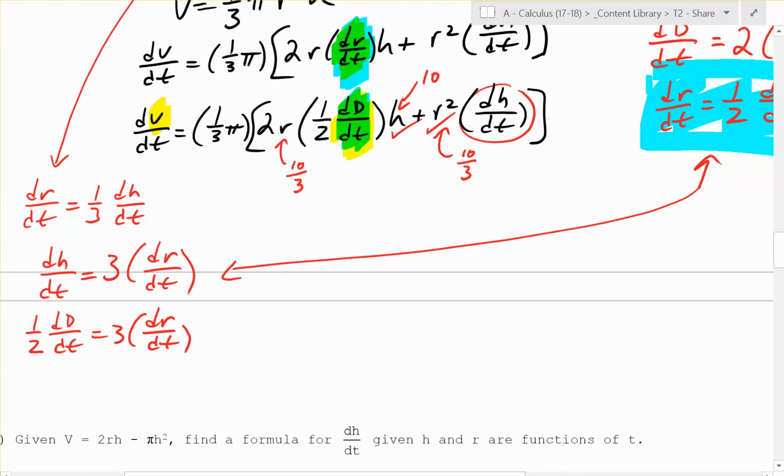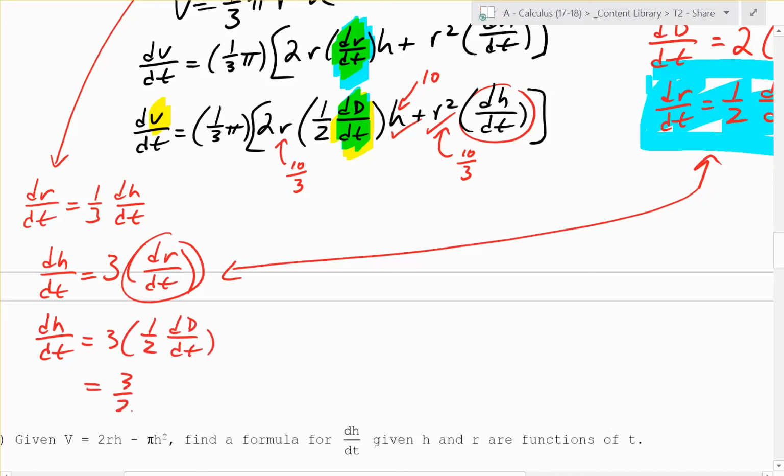So what does that mean? Sorry, dh, excuse me, I substituted in the wrong place right here. It goes in right here. So we know dh dt is equal to 3 times 1/2 of dd dt. So this is equal to 3/2 times dd dt. So that means that dh dt is equal to 3/2 dd dt. So we can substitute that in right there.